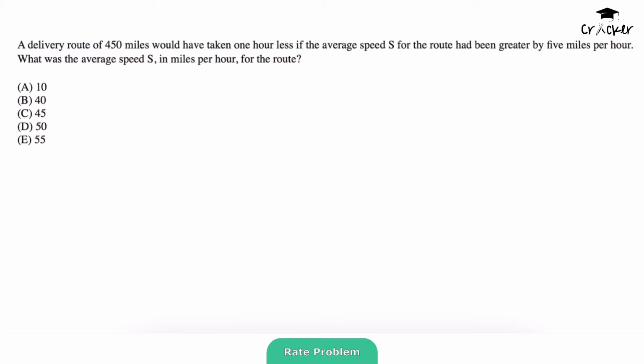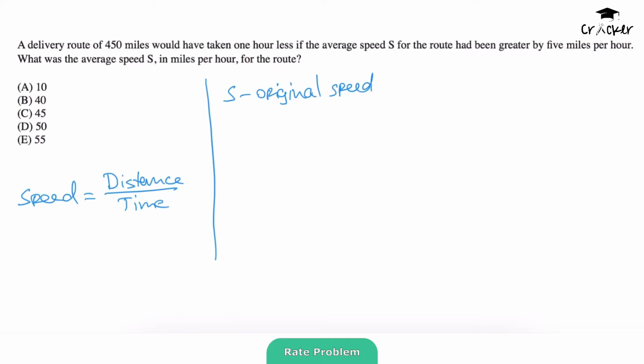Now read the problem. First, we need to recall the basic formula for speed, which is speed equals distance divided by time. Let's start by defining the unknown. Let the original speed be s miles per hour. So the time for the trip at speed s would be 450 divided by s hours.